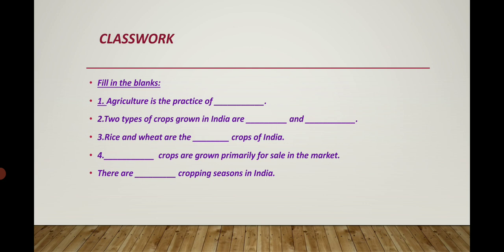So your assignment for today will be to complete the following fill in the blanks. Number 1, agriculture is the practice of dash. Number 2, two types of crops grown in India are dash and dash. Number 3, rice and wheat are the dash crops of India. Number 4, dash crops are grown primarily for sale in the market. And number 5, there are dash cropping seasons in India.